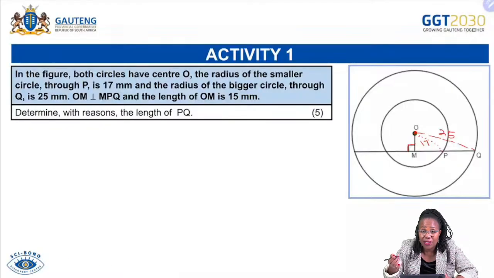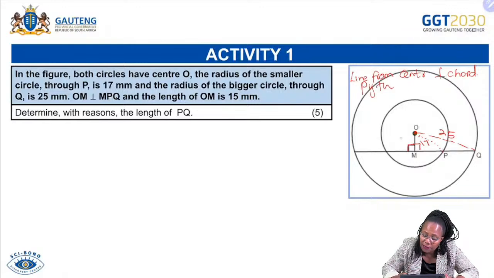That means which theorem is that one? It is automatically telling you that it's a line from the center perpendicular to the chord. That means now you can also apply your Pythagoras theorem. If this angle is 90, this is also 90 in both triangles OMP and OMQ. So you can also apply your Pythagoras. Now, the length of OM is given as being 15. Can you see now you have two values in the smaller triangle and two values in the bigger triangle.